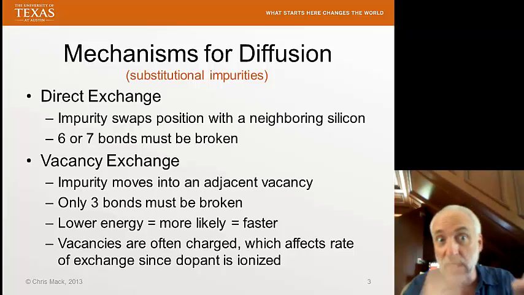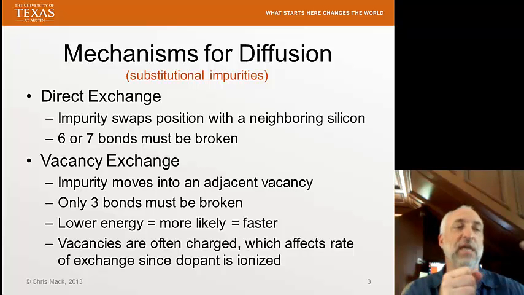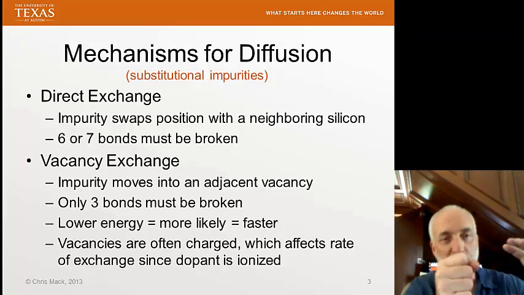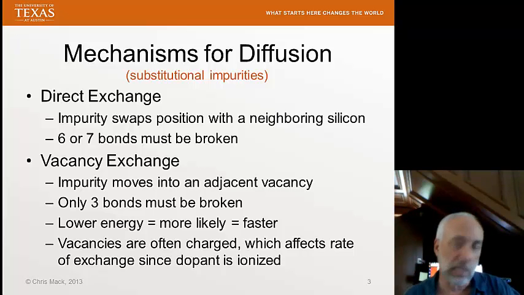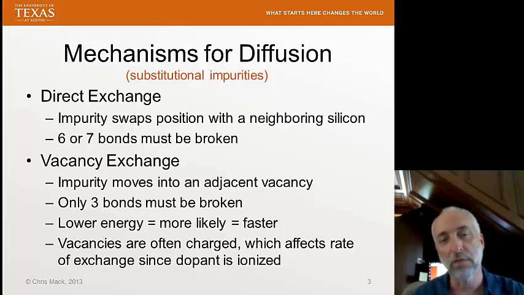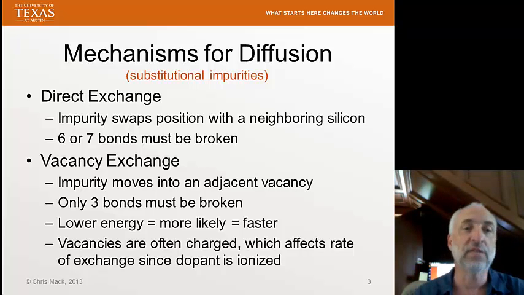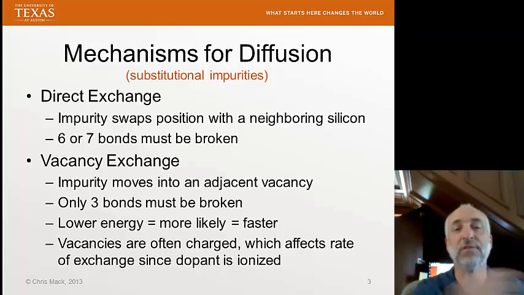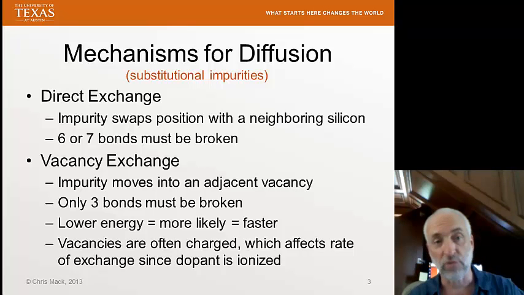So the probability that there's going to be a vacancy next to the dopant atom is much higher at these high temperatures. Now think about a vacancy, an open spot, right next to a dopant atom. To get that dopant atom to move into that spot, well, only 3 bonds have to be broken. That's a much lower energy requirement, therefore it's much more likely to happen, therefore it's faster. So vacancy exchange turns out to be one of the dominant methods of getting dopants to move around within the crystal lattice. And we simply have to worry about the concentration of these vacancies.